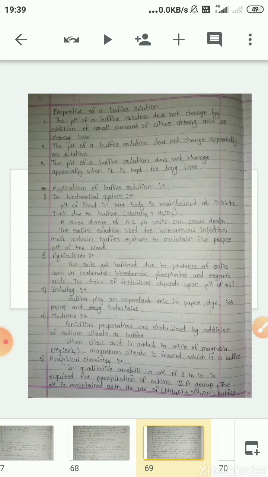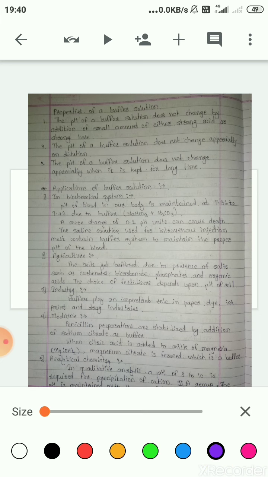The second property we have seen: the pH of buffer solution does not change appreciably by addition of water or on dilution. And the third property: the pH of buffer solution does not change appreciably when it is kept for a long time. Now the next point is applications of buffer solution, or uses of buffer solution. First one, in biochemical system.